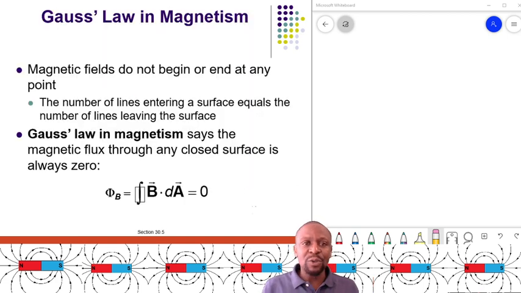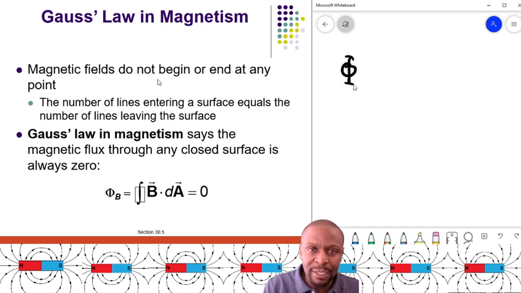Good. Let us also talk about Gauss's law in magnetism. The magnetic field lines do not begin or end at any point. The number of magnetic field lines entering a surface equals the number of lines leaving the surface. As a result, Gauss's law in magnetism says that the magnetic flux through any closed surface is always zero. That is Gauss's law in magnetism, that is, the magnetic flux of any closed surface.